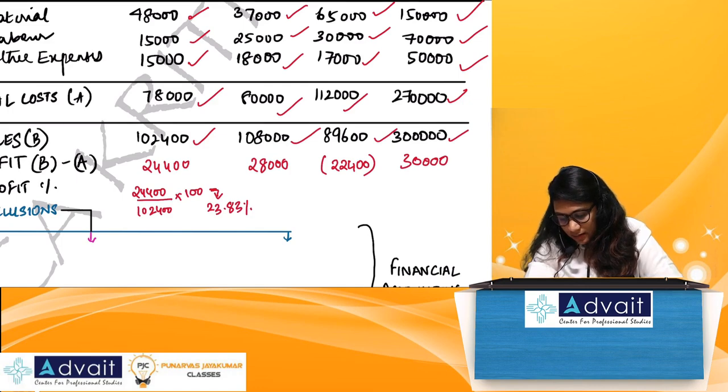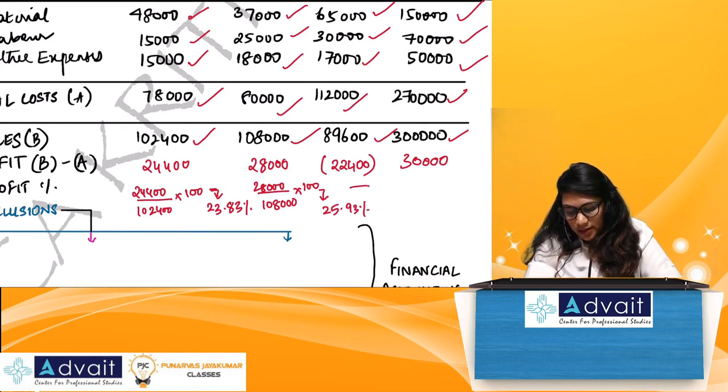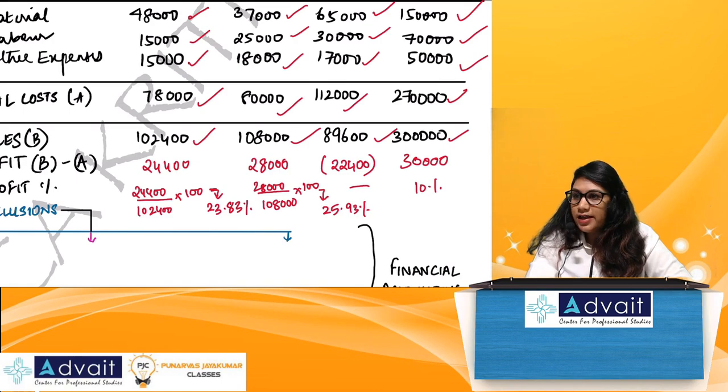23.83%. Here, 28,000 by 1,08,000 into 100. How much? 93. This will be nil. No profit percentage. Overall will be 10%.